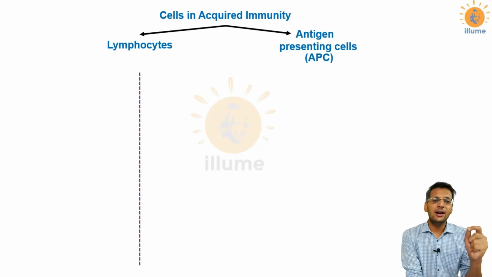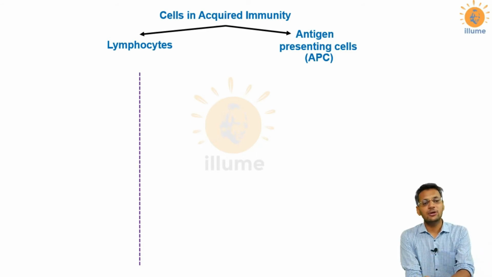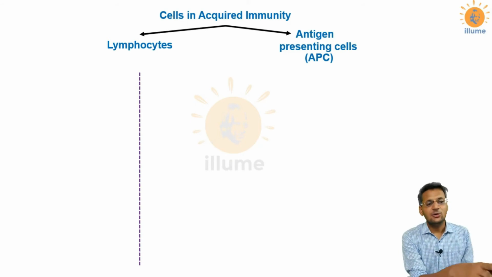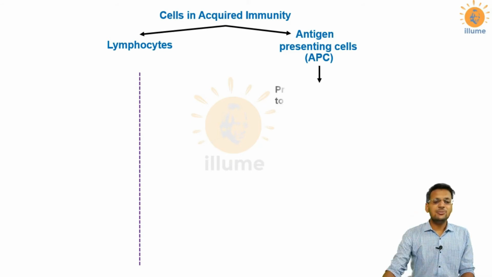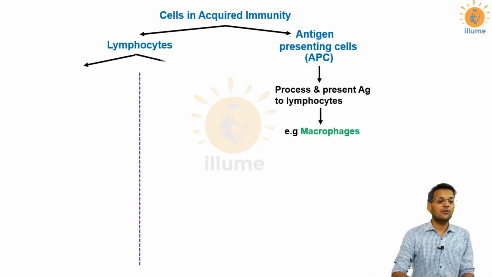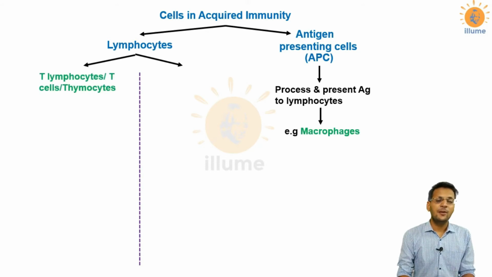Now the police would arrest that thief and present him in front of the court. In the same way, the antigen presenting cell would present the culprit, the antigen or the pathogen, towards the lymphocytes. Antigen presenting cells process and present the antigens, and examples are macrophages. And lymphocytes are of two types, T cells and B cells.